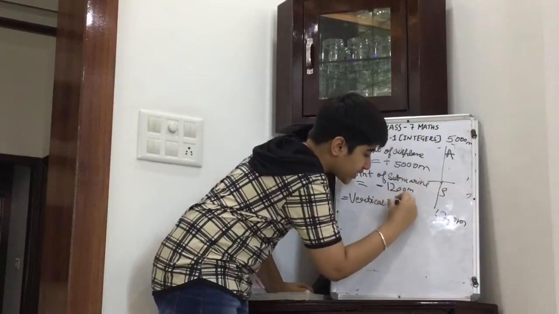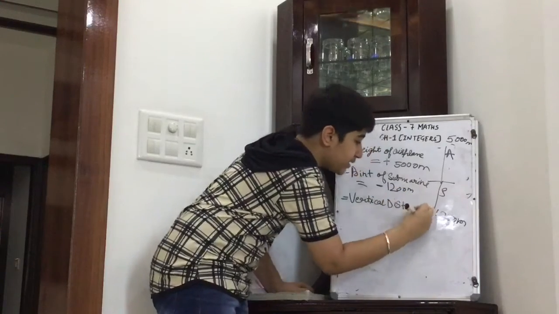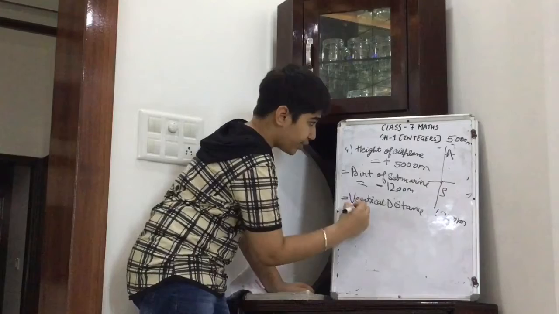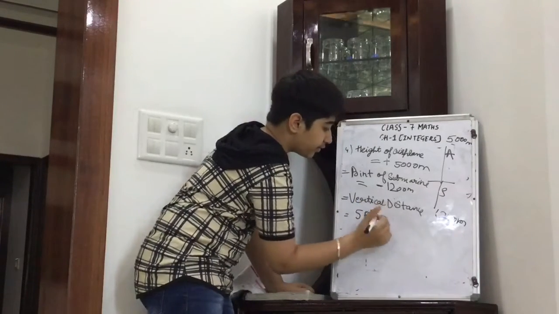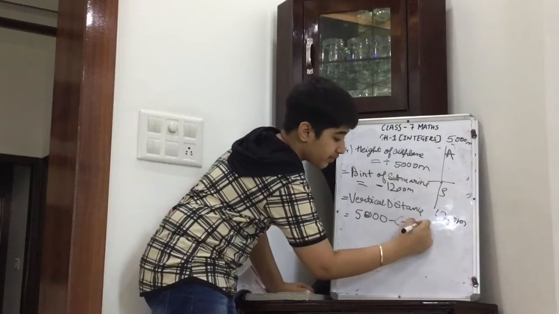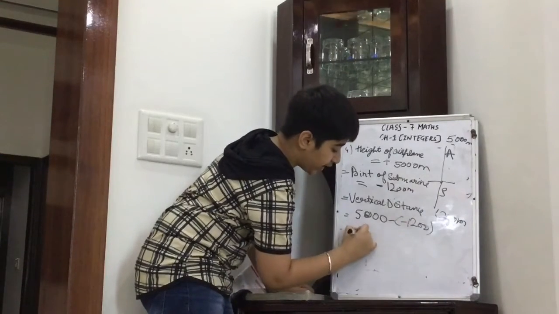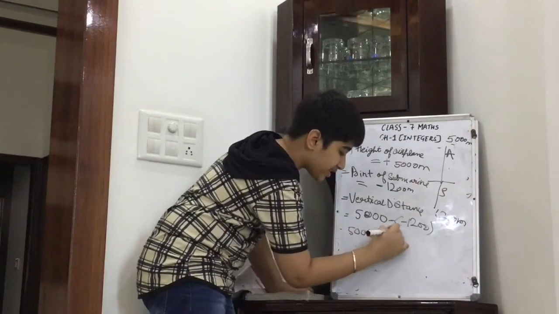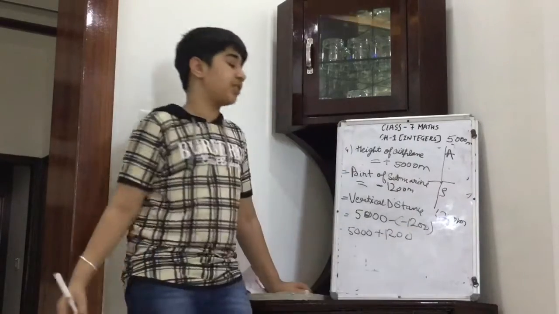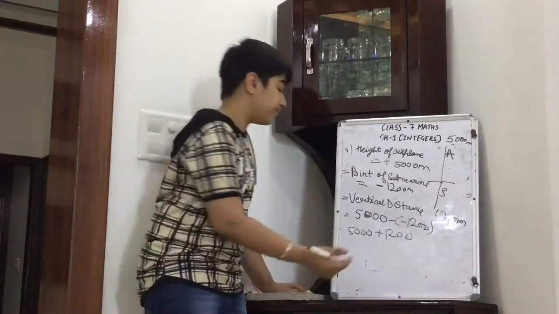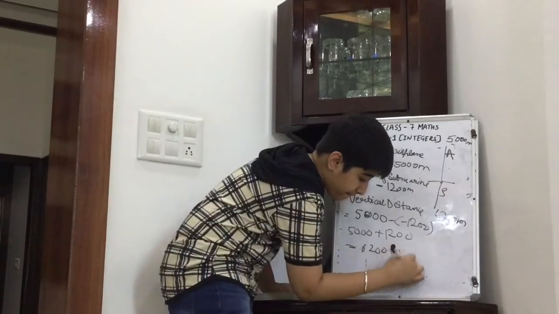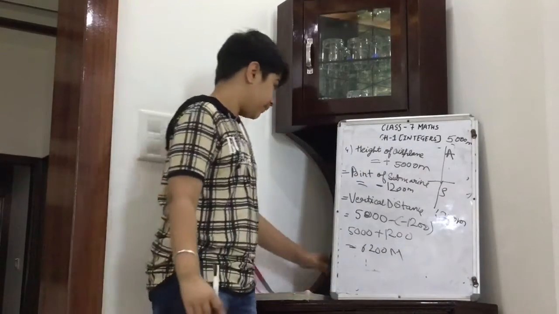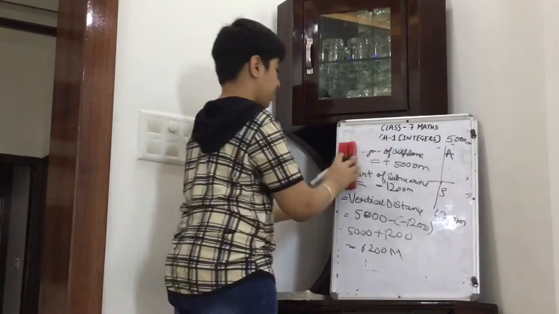Coming to the vertical distance topic, the vertical distance is, you can simply put 5000 minus minus 1200. So 5000 plus 1200. Why can we put minus? Because we have to find the vertical distance difference. 6200 meter is the answer. Now coming to the fifth question.